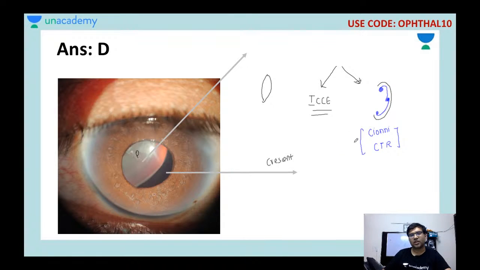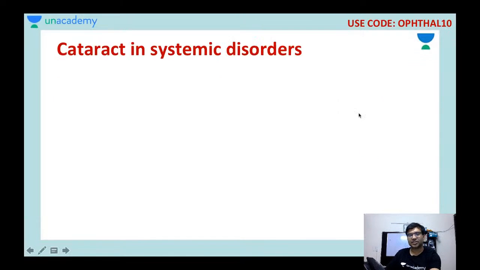As Dr. Raj has already told us, there are the Sioni's ring and the capsular tension ring. Once the capsule is stabilized, and the lens is stabilized, then you can go with the phacoemulsification. Okay, so this is the treatment that we can do in the patient of the extracapsular cataract extraction.